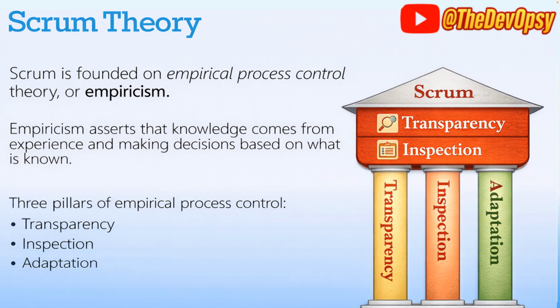Now, what is transparency? Significant aspects of the process must be visible to those responsible for the outcome, right? I'll give you an example of transparency: a common board, like an Azure DevOps board, where anybody can come and see what exactly is happening. Where is my project? How many people are actually working on that? How many people are lagging behind? Where does my product lie? All these questions can be transparently seen on that particular board.